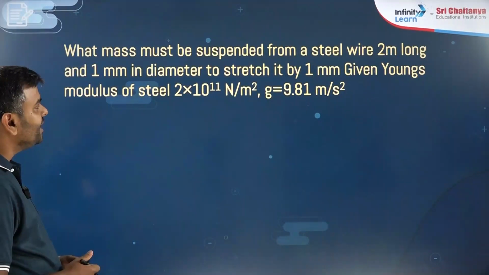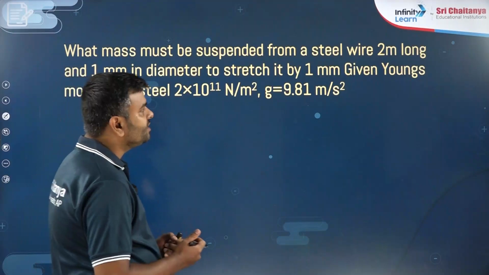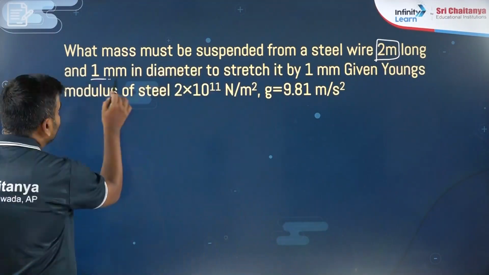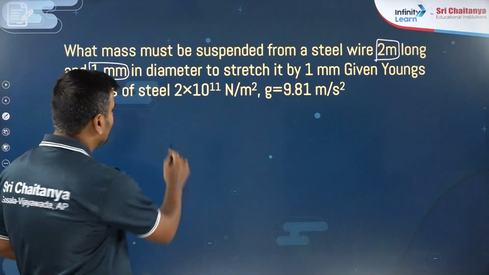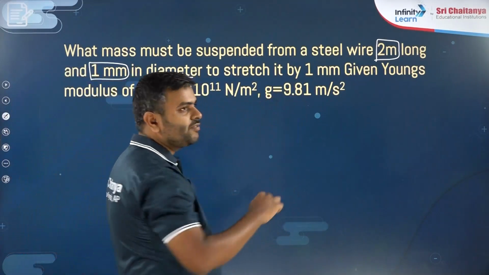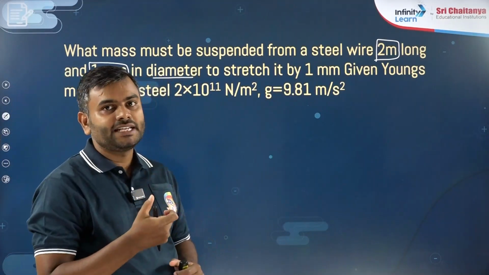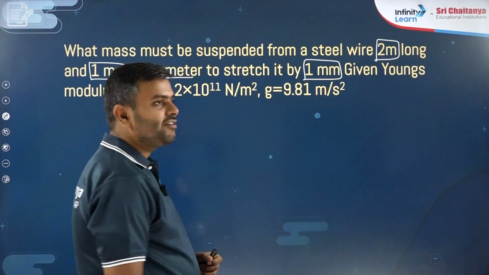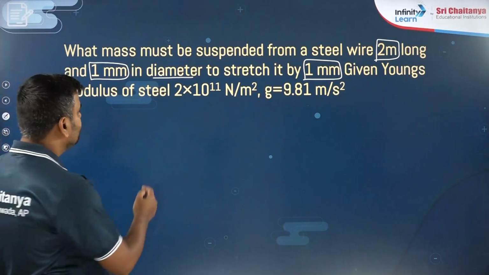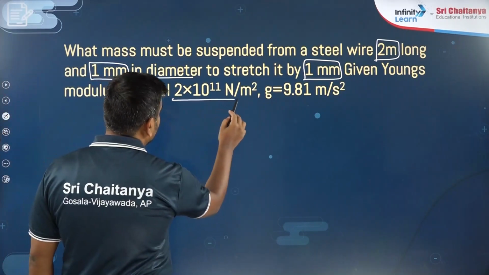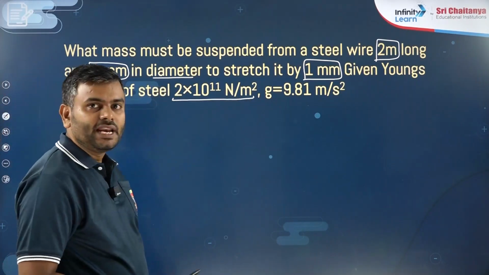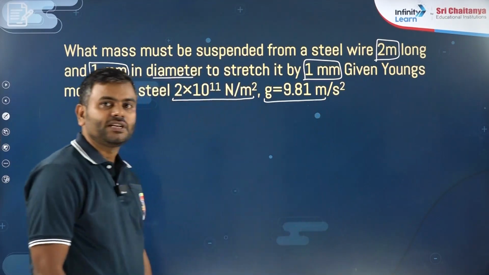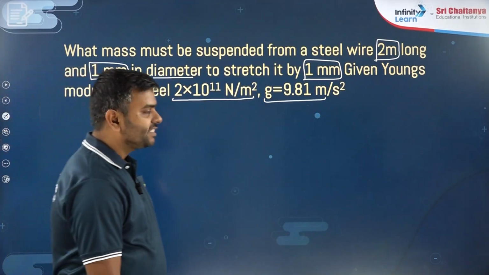What mass must be suspended from a steel wire which has a length of 2 meter and 1 mm diameter, and this wire is stretched 1 mm? They have given us Young's modulus of elasticity as 2 into 10 to the power 11 Newton per meter square, and the acceleration due to gravity is given to us as 9.81 meter per second square.